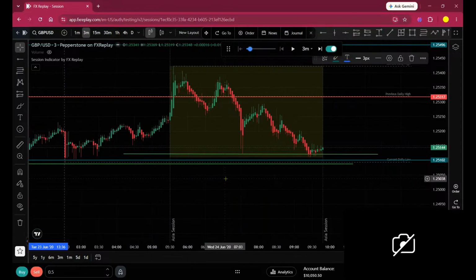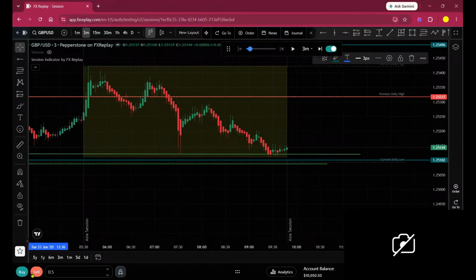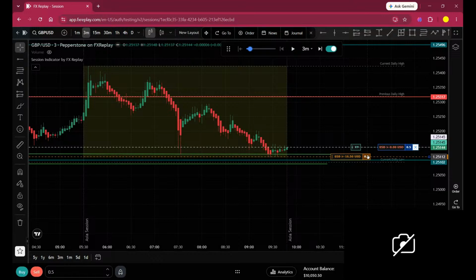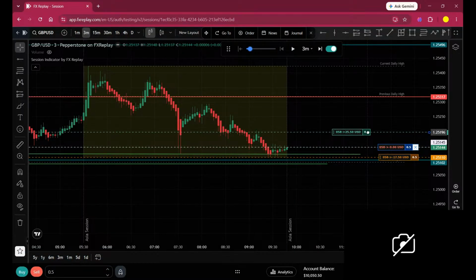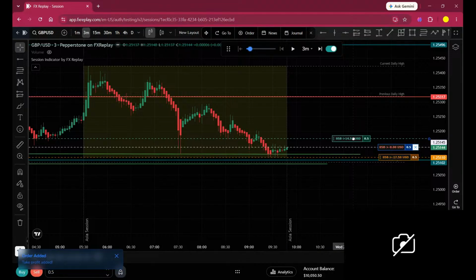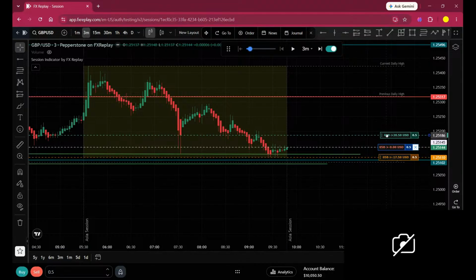So what I am thinking, okay, this setup is formed based on whatever setup we are using, like liquidity sweep and then 3 minute Heikin Ashi candle. So this is formed. So I'm going for again 1:1, which will be around here, I believe. TP should be 20.